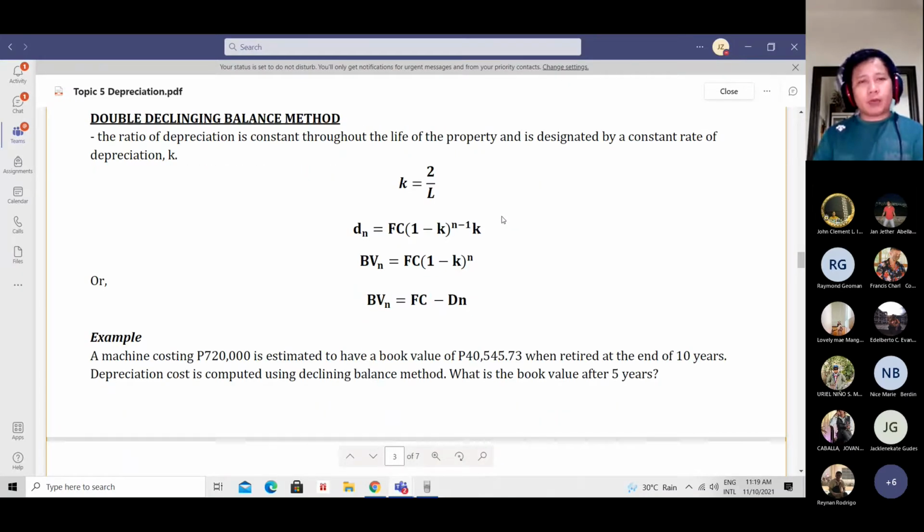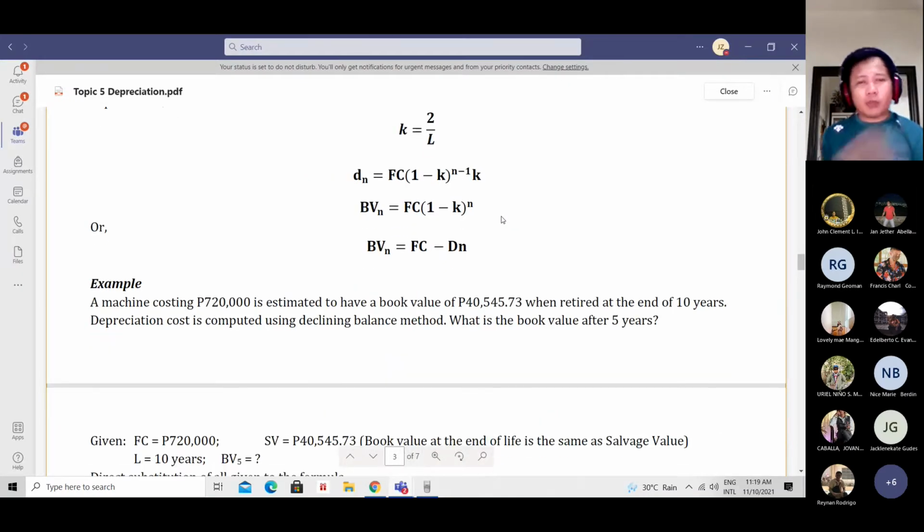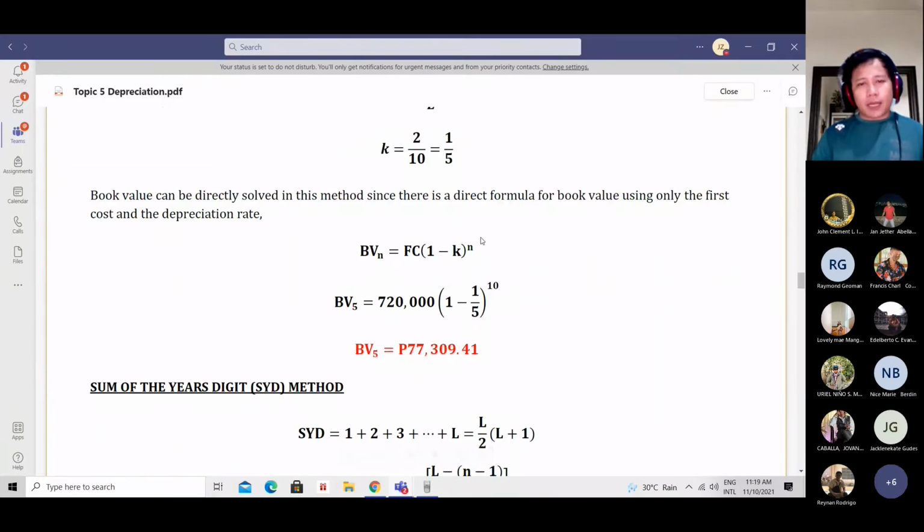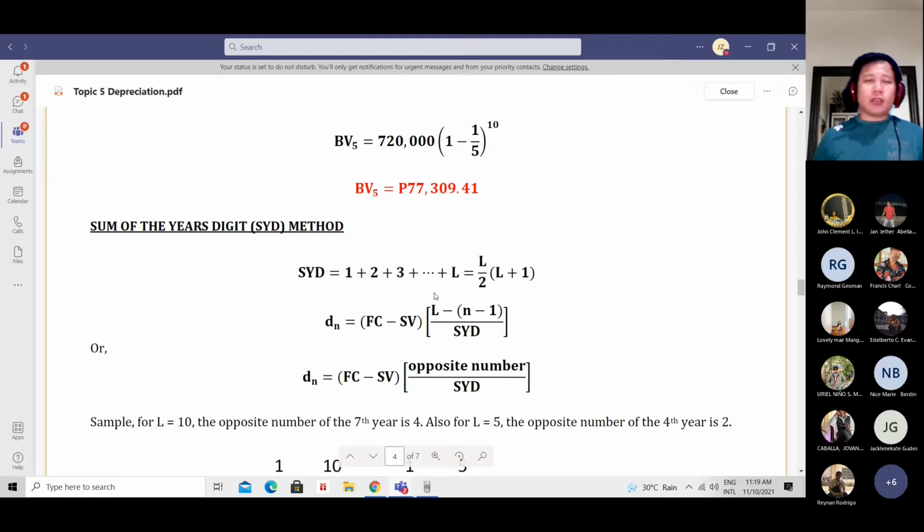Okay. So far, any questions regarding declining and double declining balance method? Naa ay mga pangutana? As you can see, direct siya. As long as you can remember the formula and list down the given, direct substitution. Now, let's proceed to the next method.